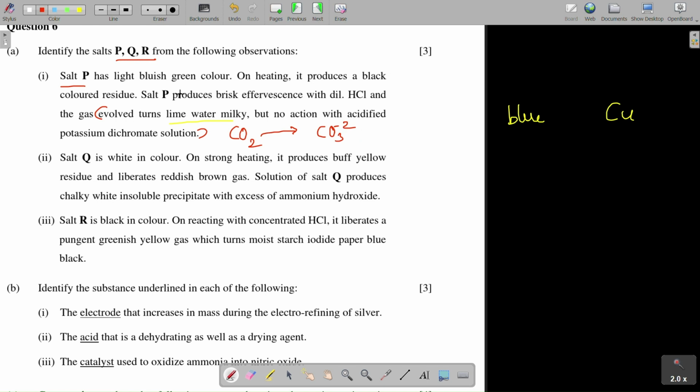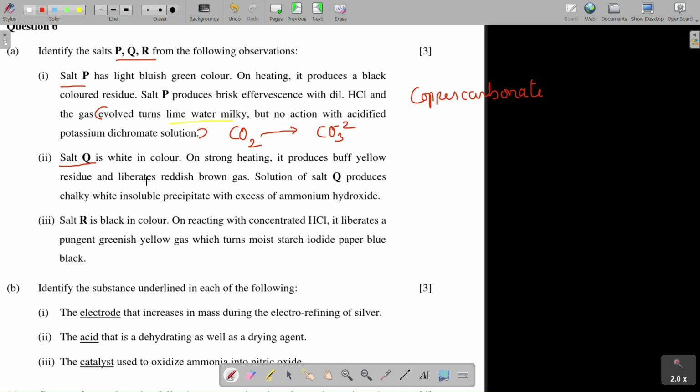Since it is bluish green in color, I suspect copper, and the residue formed is black in color, so the residue should be copper oxide. If you remember, copper oxide is black. Therefore you have the cation copper and the anion carbonate. So this compound should be copper carbonate. Please write the name, not the formula.